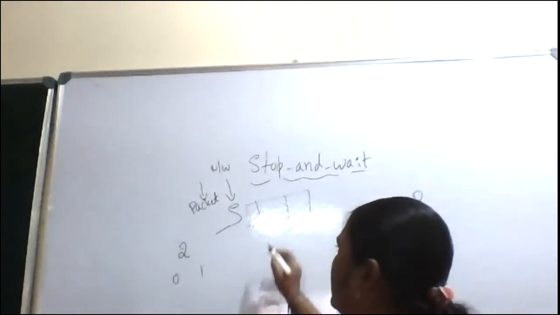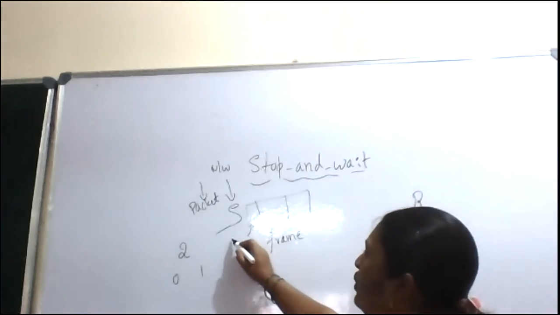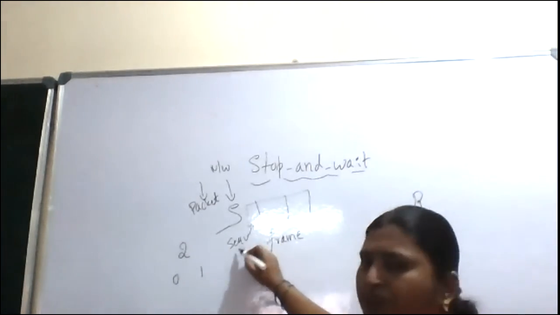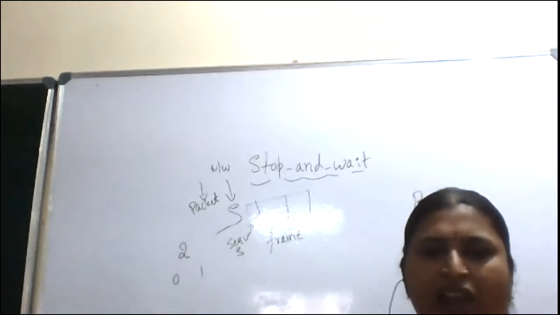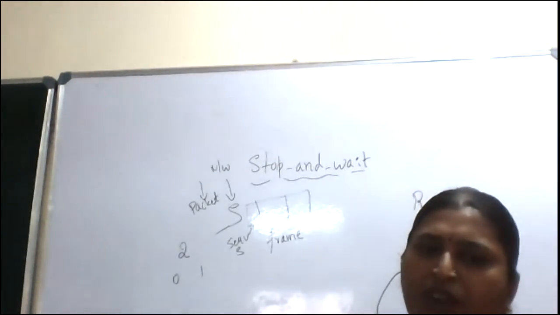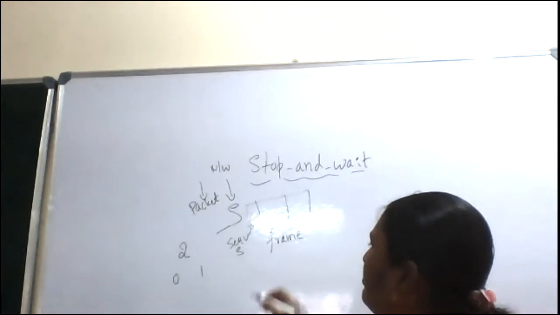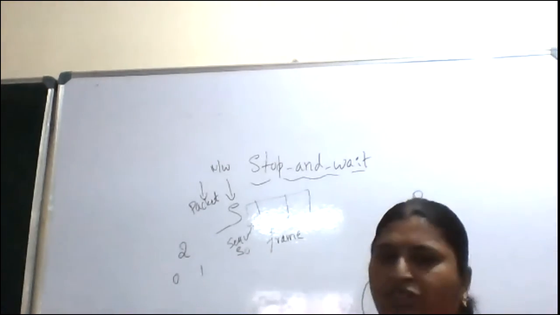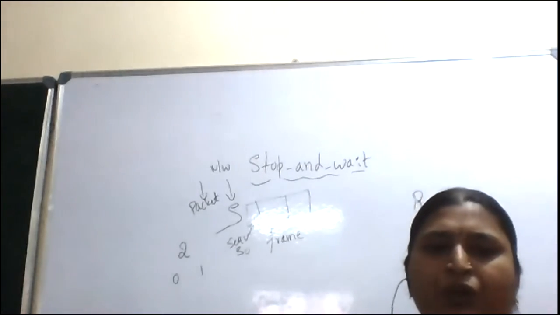After it is converted into a frame, what should be done? We should put a sequence number, which is called S last, the frame number with which you are going to send this frame. Because it is the first frame that you are going to send, it will be S0. That is, it is the zeroth frame that I am going to send.